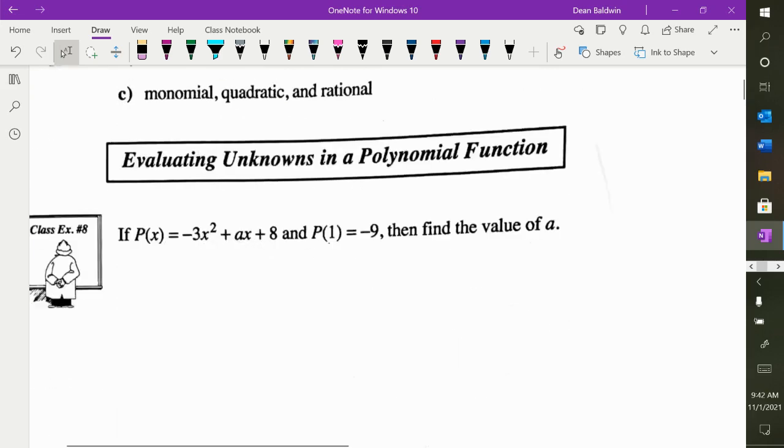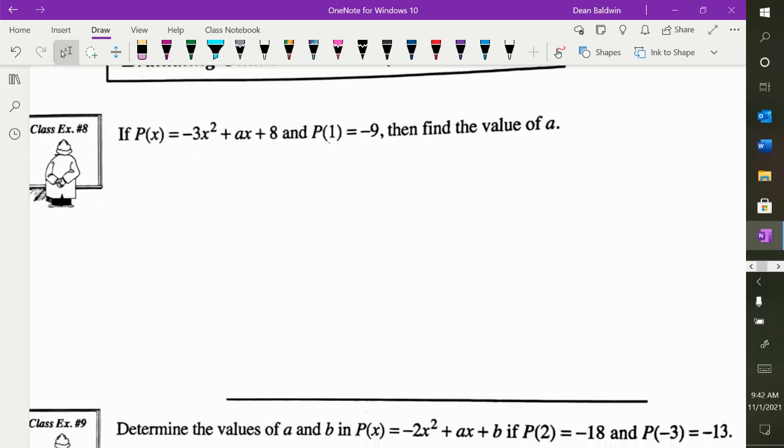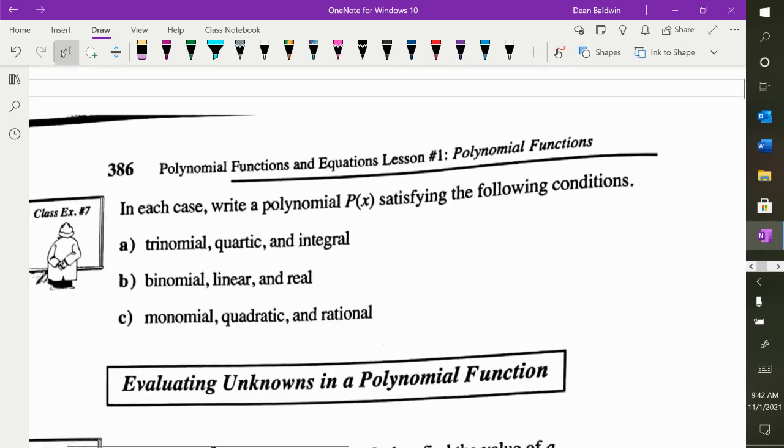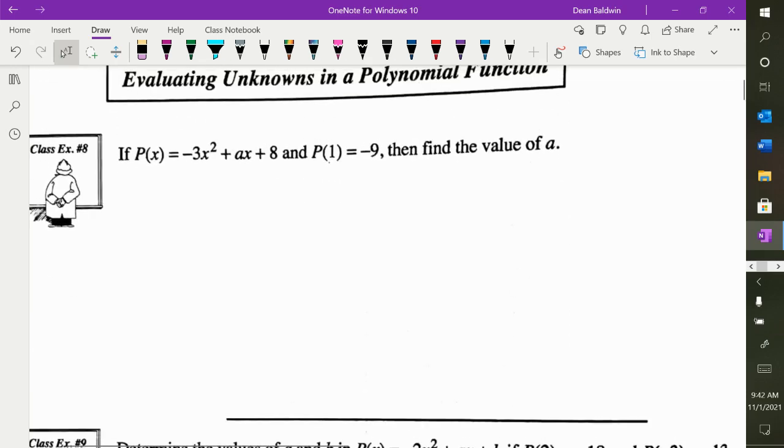Okay. All right. Let's just finish off this lesson. Here we go. Next page, page 386. All right. Are we ready for some algebra, people? Here we go. We have a polynomial function, -3x squared plus ax plus 8. We need to find the value of a. Now they give us some information. They say p of 1. Whatever's in the brackets goes where? In for x. So this is our x value. And what is this value?